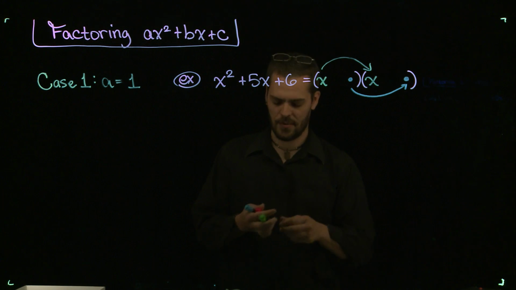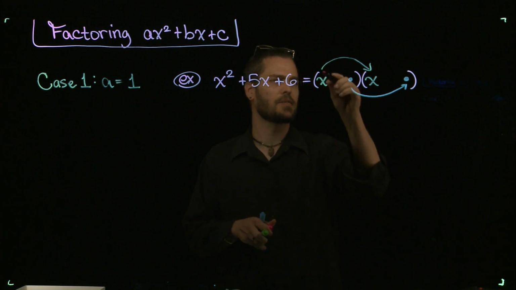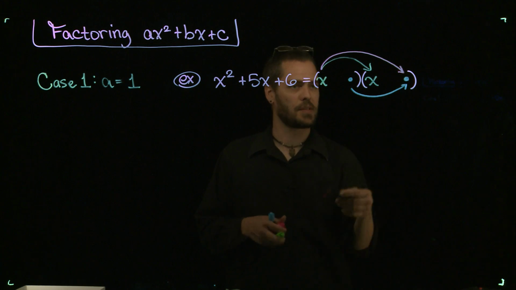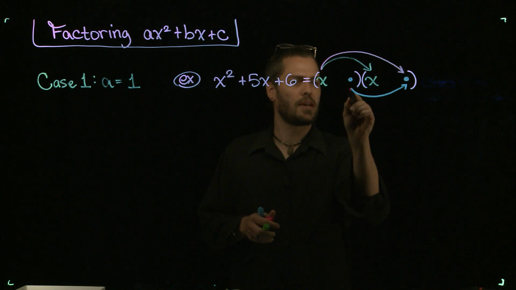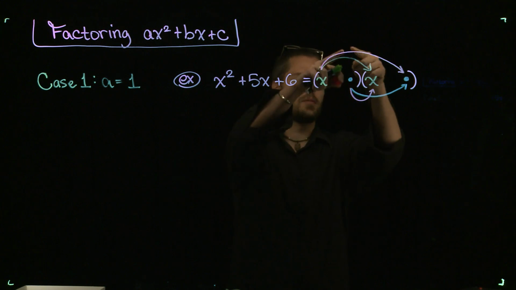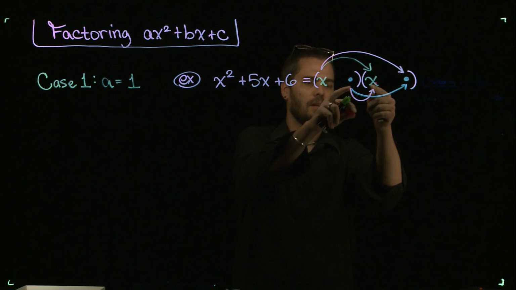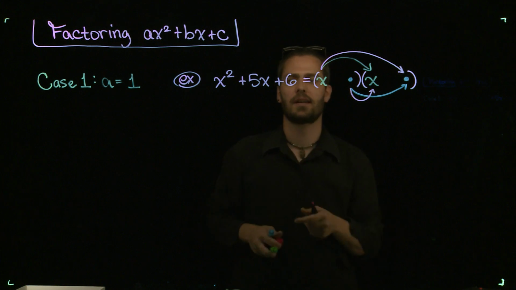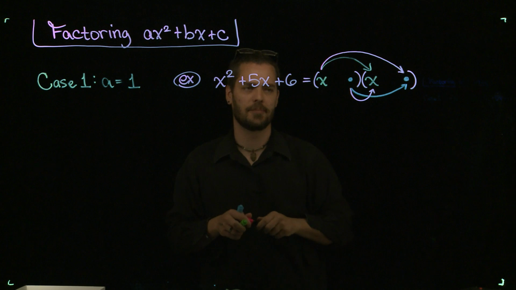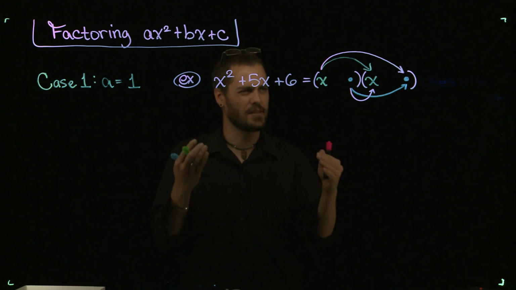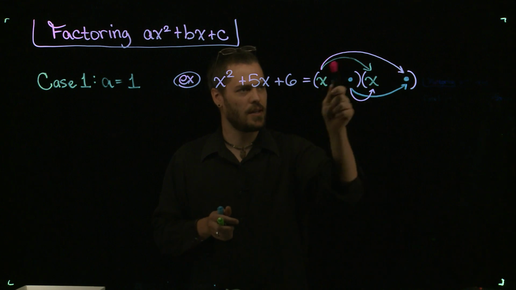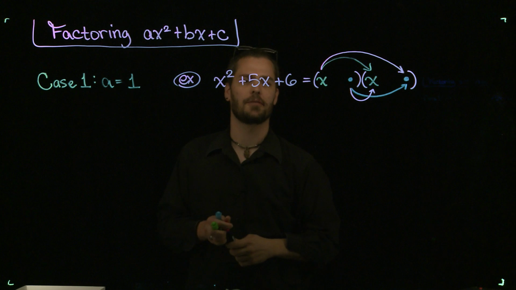How do I get that middle term of 5x? That comes from these two. X times whatever this number is gives me something x, plus this guy times x. Okay, so the sum of the products of the outsides and the insides, that's what gives me the 5x. I'm just doing this to illustrate perhaps a way to reason around how to obtain the factors that produce this trinomial.